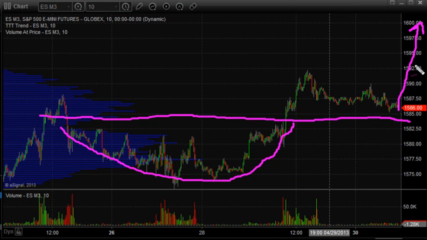And if it does get to the 1600, and tomorrow is actually May, we could see some pretty good selling step in, and it could mark the top. So we'll see how things unfold going forward. The next couple of days are going to be pretty interesting.